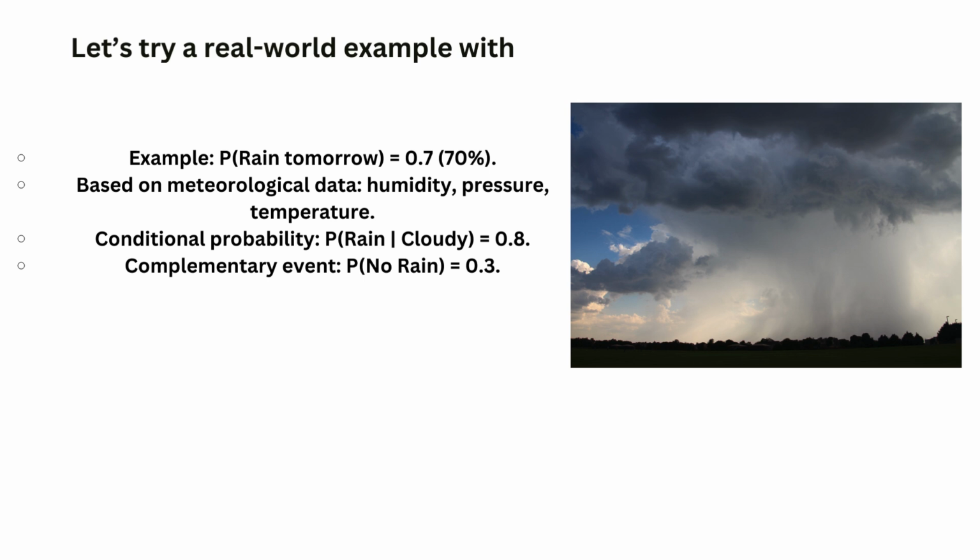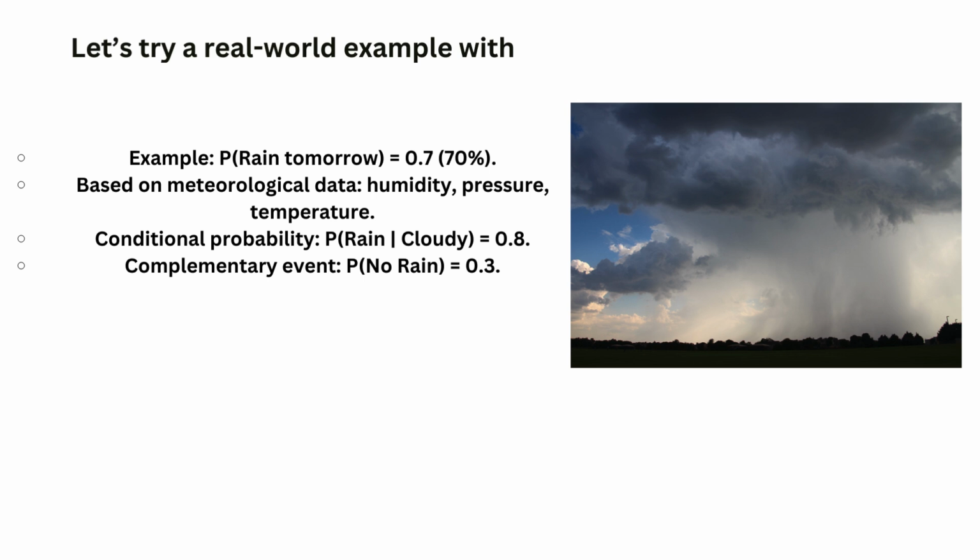Now let's consider conditional probability. This is when we already know some information. In this case, that it will be cloudy tomorrow. The probability of rain given that it's cloudy is P(rain | cloudy) = 0.8, and that means if it's cloudy, there is a higher chance of rain.